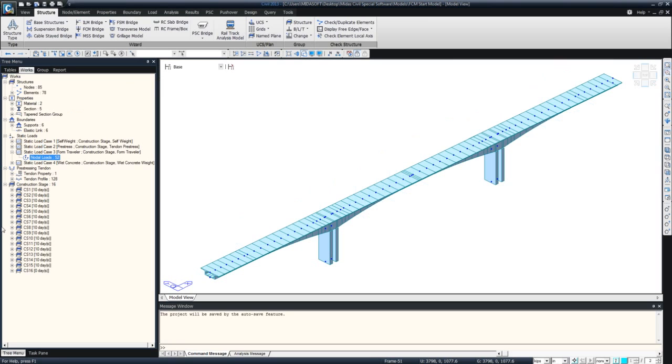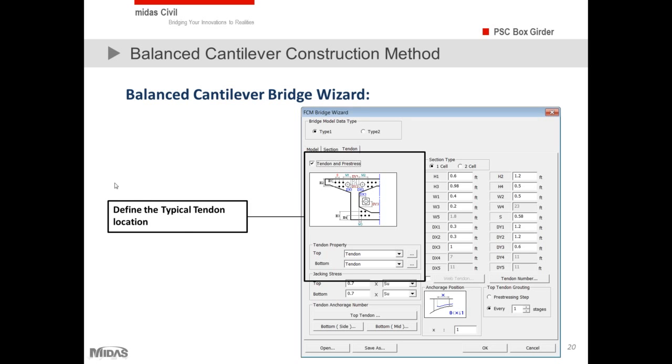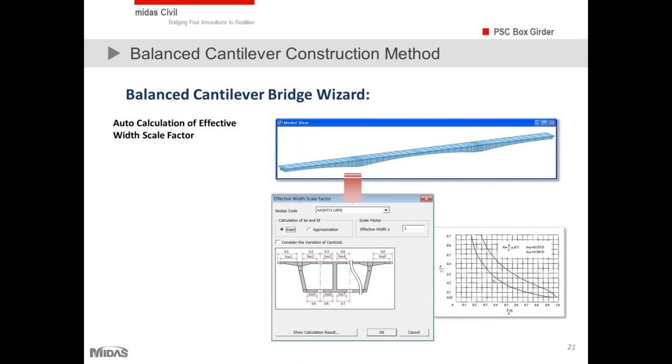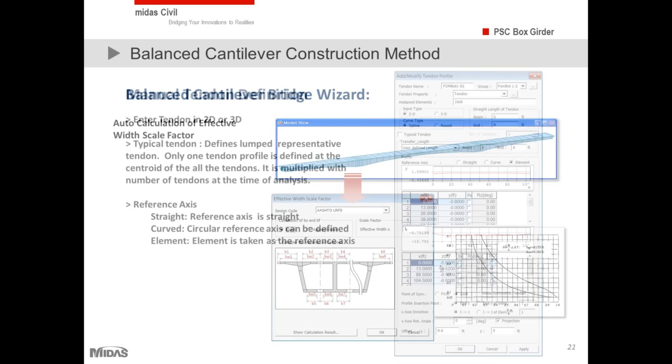So for now, let us go ahead and see how you can do the manual definition of different items in Midas Civil. Now this is how the wizard works. This is how you can use the wizard to generate the model. But let's say you don't want to use the wizard and you want to model the bridge by yourself, and let's see how Midas Civil can help you there. First of all, Midas Civil can automatically calculate the effective width scale factor as specified by H12RFT and is being used in many countries, and this way you can obtain the effective stresses in Midas Civil.